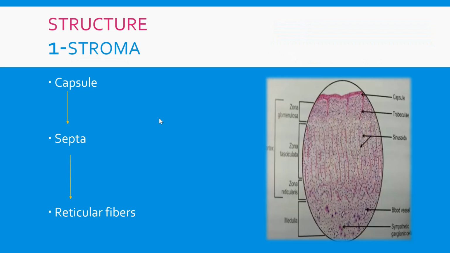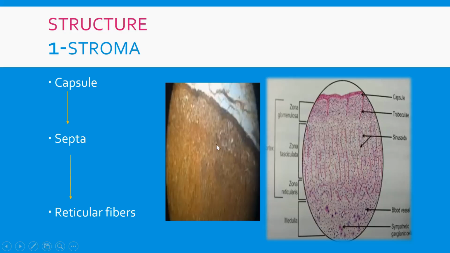The histologic structure of the adrenal gland is formed from stroma and parenchyma. Its stroma consists of a connective tissue capsule that surrounds the gland, and this connective tissue capsule gives off septa or trabeculae, and there is a background of reticular fibers which can be stained with silver stain.